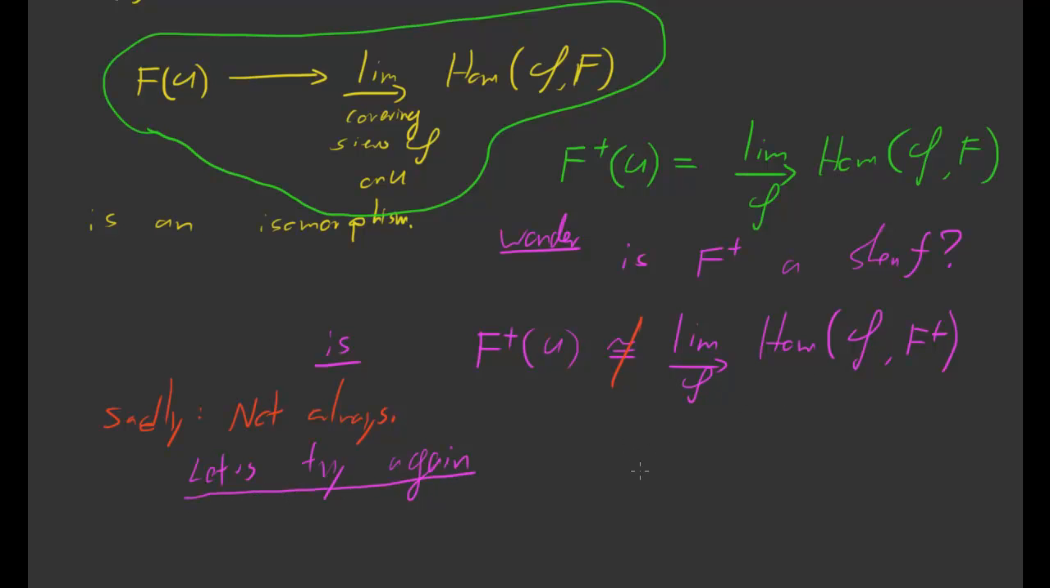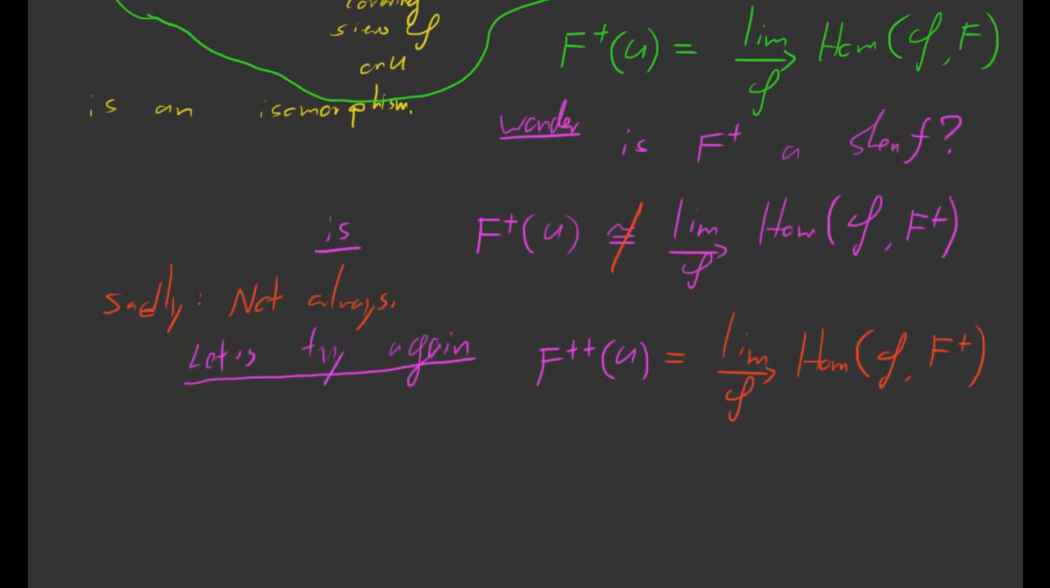I'll just apply the plus construction again. So we'll go to F plus plus of U. And by definition, this is equal to the limit over all covering sieves S of Hom(S, F plus). So we're again going to try to fix that deficiency. And this time, here's the small miracle, this time it works. There's no more completion to do. By works, I mean F plus plus is a sheaf.